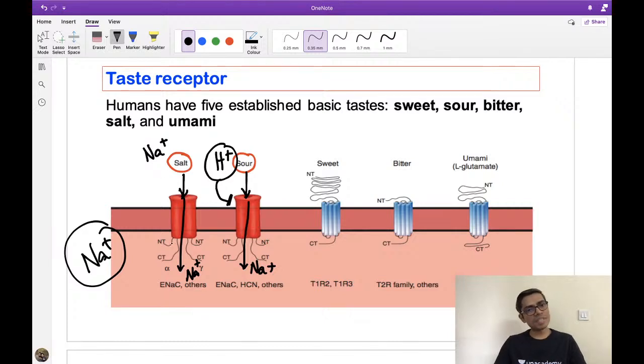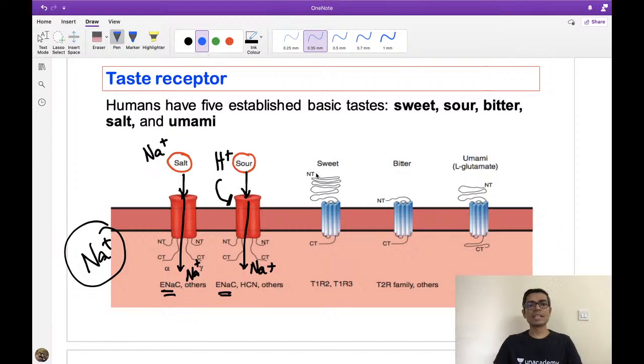In salt, sodium is stimulating the receptor and sodium is directly entering through the receptor. In case of sour, the H plus is regulating this ion channel, and through this ion channel sodium is entering. What is the name of this ion channel? Genong is writing that in both of the cases the epithelial sodium channel, or the ENaC channel, is responsible. But I'll show you in the next slide that apart from this ENaC channel, for the sour taste there is a different kind of ion channel as well.